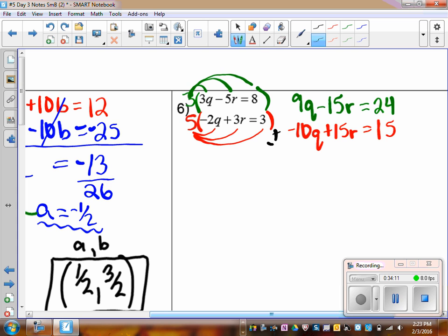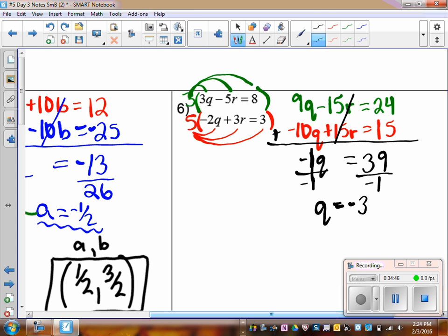So now when I add these together, 9Q plus negative 10Q, that's going to give me a negative 1Q. Negative 15 plus 15, that cancels out. 24 plus 15 gives me 39. Okay, so then we still don't have Q quite by itself. What do I need to do here? Right, divide by negative 1. So Q equals negative 39, pretty big number. Alright, so do you want to put that in your top equation or the bottom one?